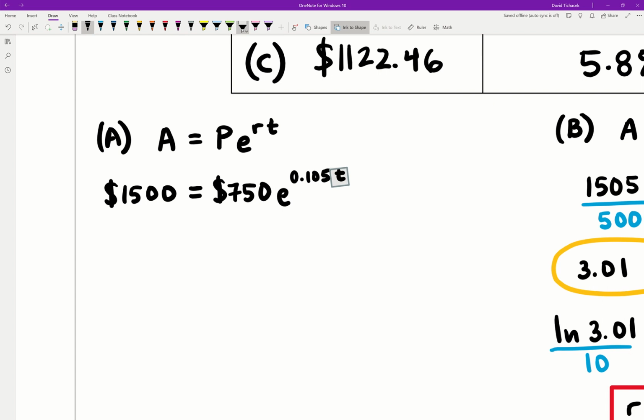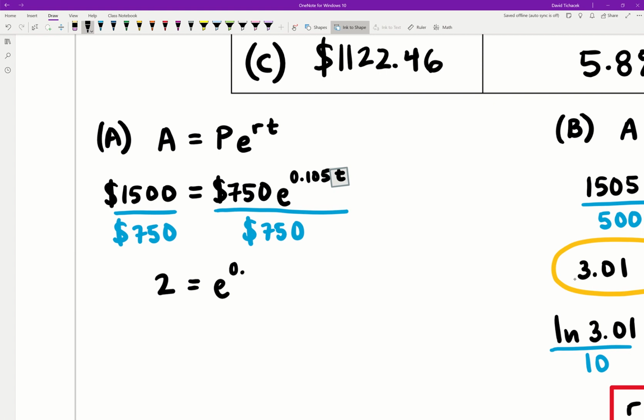And so you can see here that this involves the exact same skills as we practiced in example 1 of the video today. We just need to isolate t, so that means we need to get rid of that 750 that's out front being multiplied. So we're going to divide both sides by $750. Without using a calculator, we automatically know that the left-hand side is going to be 2, because again, we're interested in the amount of time it's going to take for it to double, and 1,500 is exactly double 750, so when we divide the two, we get 2. So 2 is equal to Euler's number to the power of 0.105 times t. And again, we need to isolate t here.